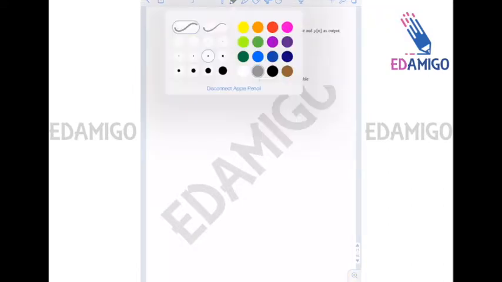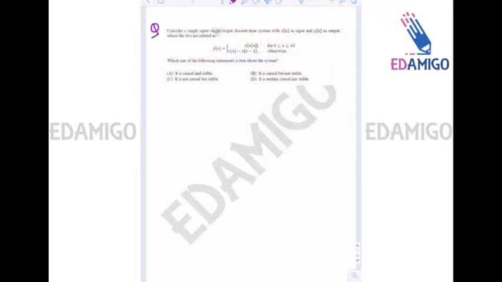So this is a simple question. Here it is given that x[n] is input and y[n] is the output, and this is the relationship between input and output. We have to find whether the system is causal, stable or not. So solution. First of all, what is a causal system?